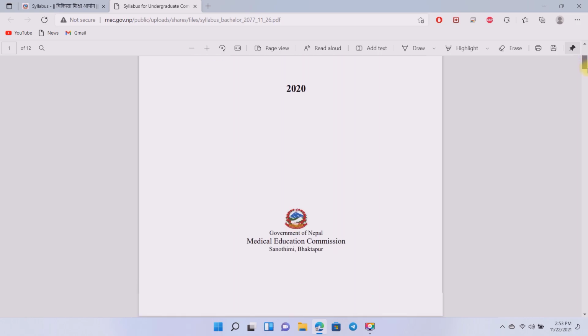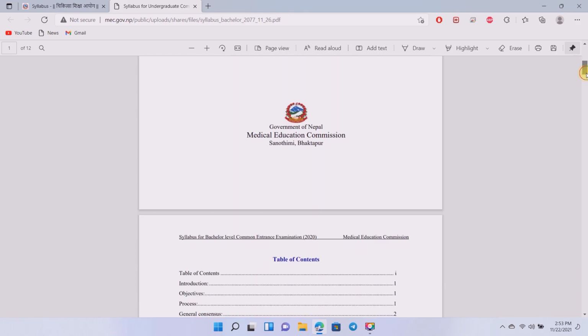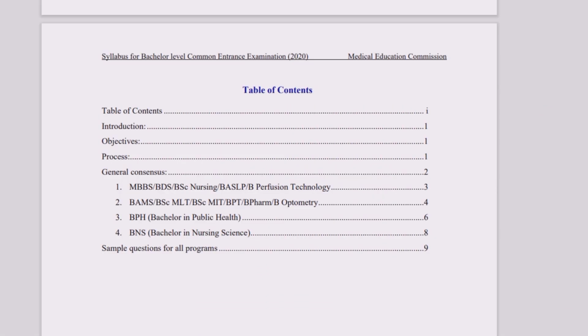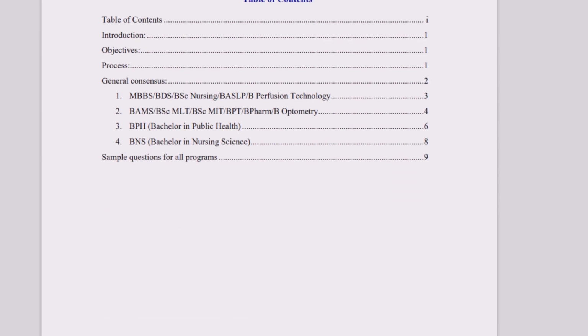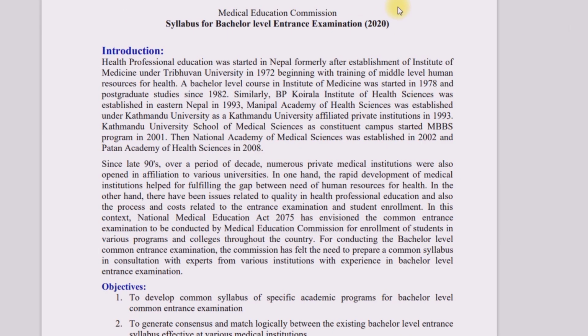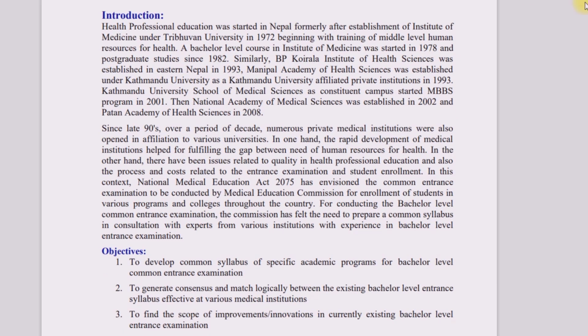So let me check the contents. Okay, so here's the table of contents. As you can see, there's introduction, objectives, process, general consensus, and sample question for our programs. We don't need this. Let's go down. Okay, so Medical Education Commission syllabus for bachelor level entrance examination, health professionals. So this part, the education part, it's just about how medical education started in Nepal. So this is basically a history. It was established after the establishment of the Institute of Medicine at Tribhuvan University, and later BP Koirala was established. That's all about this part.